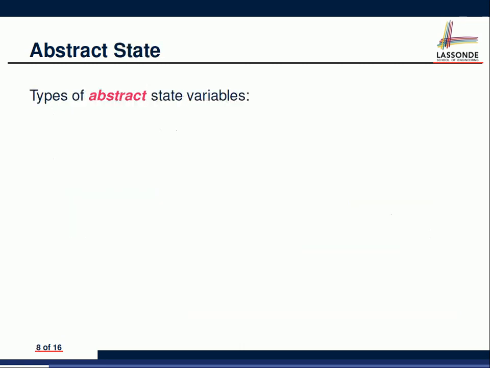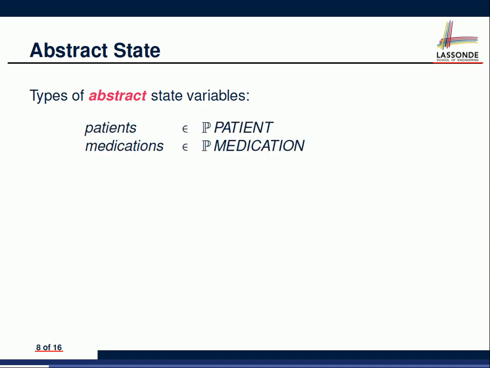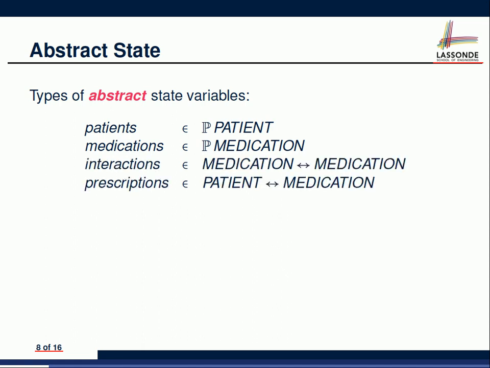Okay, the next one to show will be, once you know roughly how your system works as an interface, you can define abstract state variables using set theory. For example, patients are a set of patients. Medication is a set of medication. Interaction is a relation between medications. And then prescription is a relation between patient and medication.